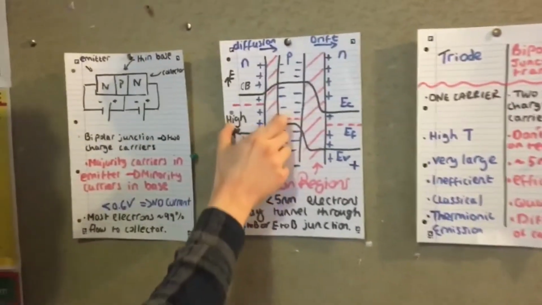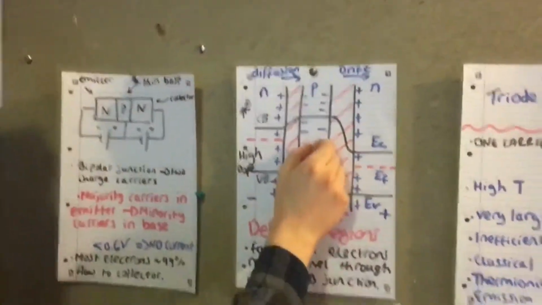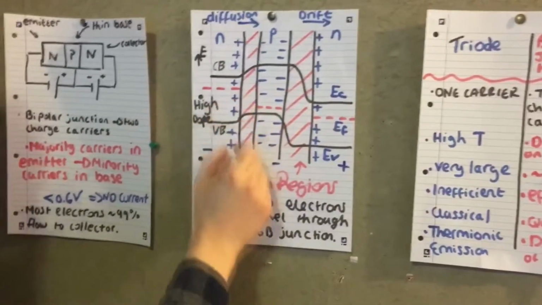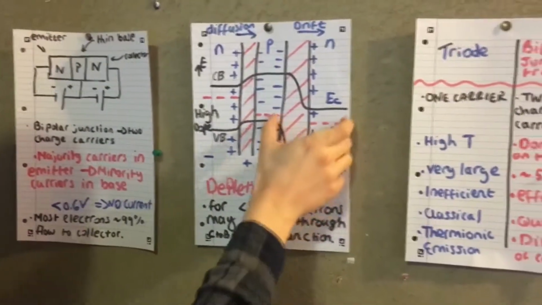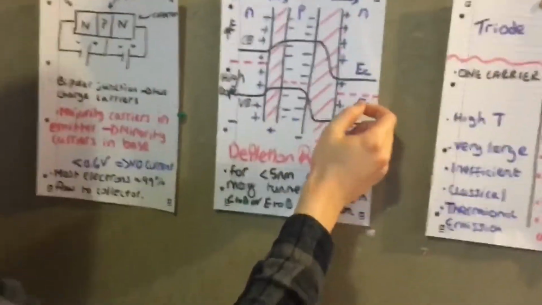So this section being forward biased allows a high current to flow when a lot of holes are injected into here, and this reverse bias blocks current from flowing this way.